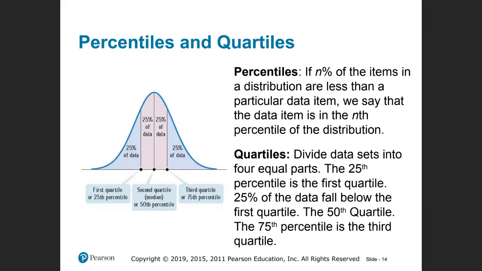Percentiles and quartiles. If n% of the items in a distribution are less than a particular data item, we say that the data item is in the nth percentile of the distribution. Quartiles divide data sets into 4 equal parts. The 25th percentile is the first quartile. 25% of the data fall below the first quartile. The 50th percentile is the second quartile, and the 75th percentile is the third, as you can see in the diagram to the left. So it's divided into 4 parts, and each is 25% of the data.